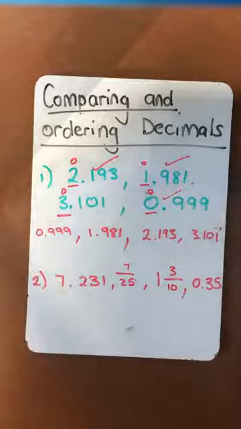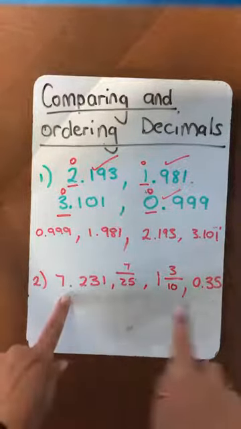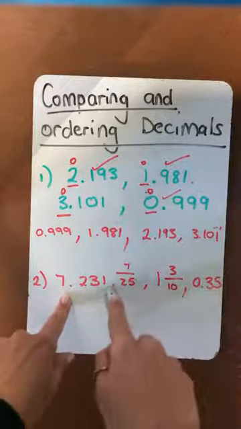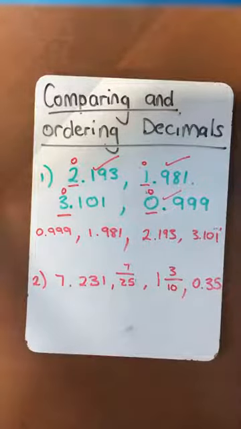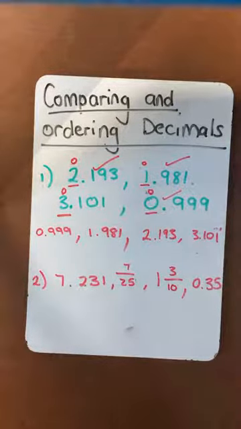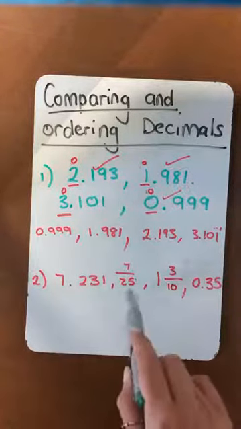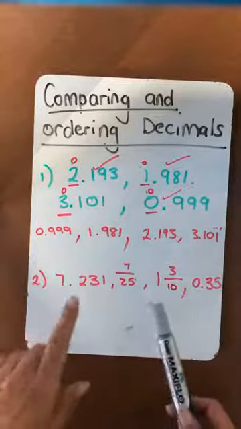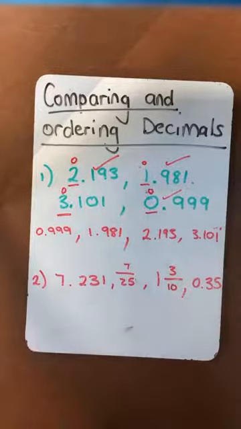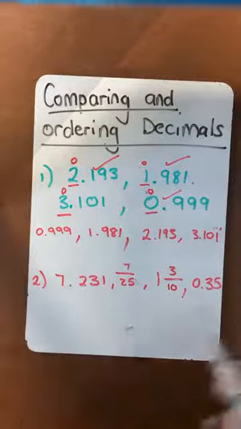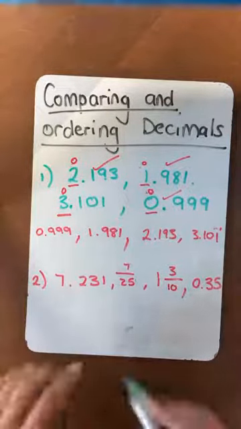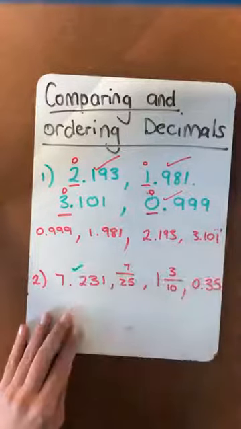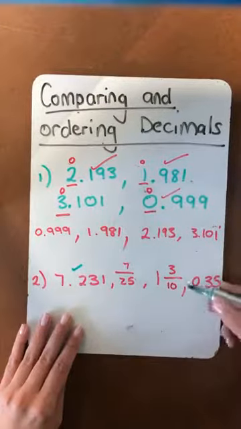Now this was a very easy example because all the numbers were already in decimals. However, in example number 2, you can see that I have a combination of decimals and fractions in this question, and I need to order them from smallest to biggest. You cannot order decimals and fractions when there's a combination of both. You first need to change all of them to be decimals so that they are all the same. So 7.231 is already a decimal, so I'm going to leave it just like that.